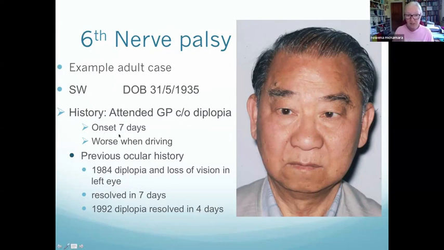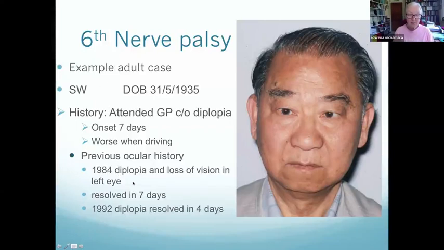So the history was that it started 7 days ago, so quite recent. And the double vision he noticed first of all when driving. So this is very common in a sixth nerve palsy because the lateral rectus is trying to move the eye out and keep the eye straight when you're looking far away. So often in a sixth nerve palsy, patients will say they get double vision when they're looking far away, and then it may become worse as the double vision gets closer and closer to them.